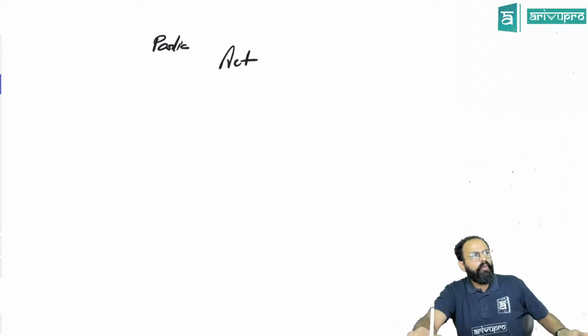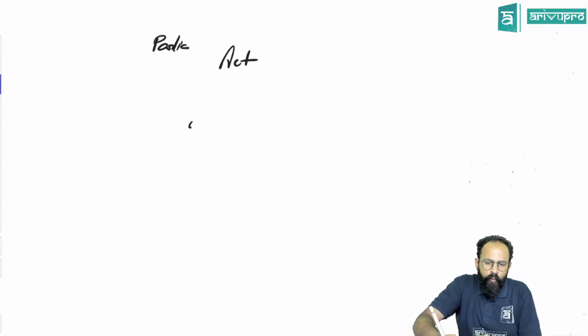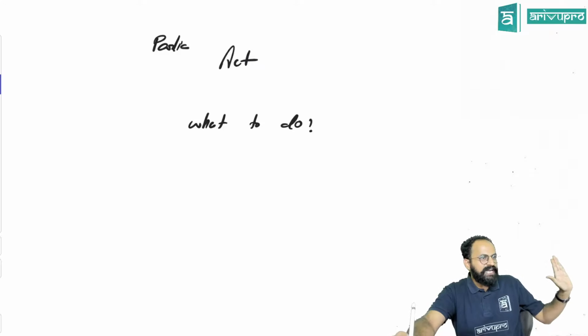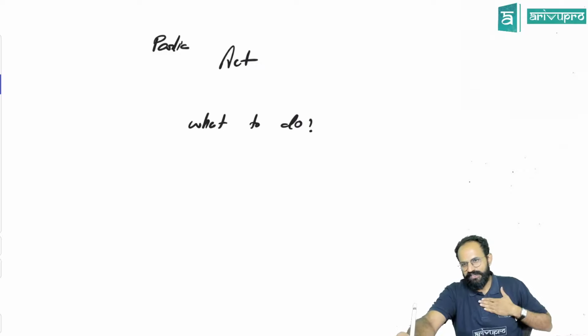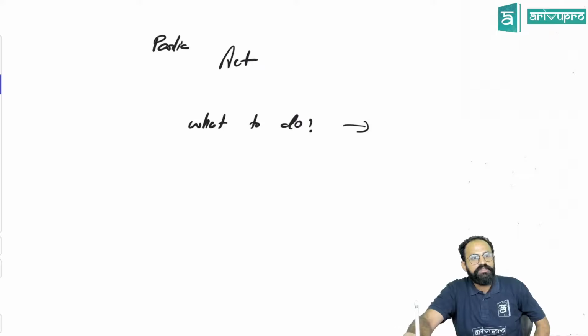Now, what will be there in the act? Act always tells you what to do. For example, in layman's language, imagine you get a heart attack. The act says rush to the hospital because it is called a cardiac arrest. This is given in the act. Now, in the rules, they will say how to do the cardiac surgery.